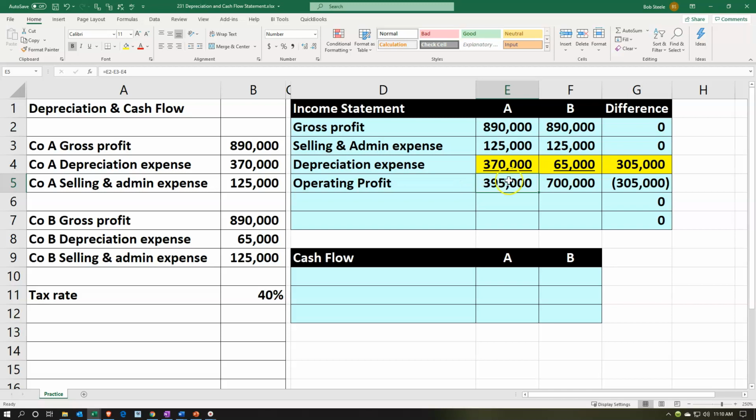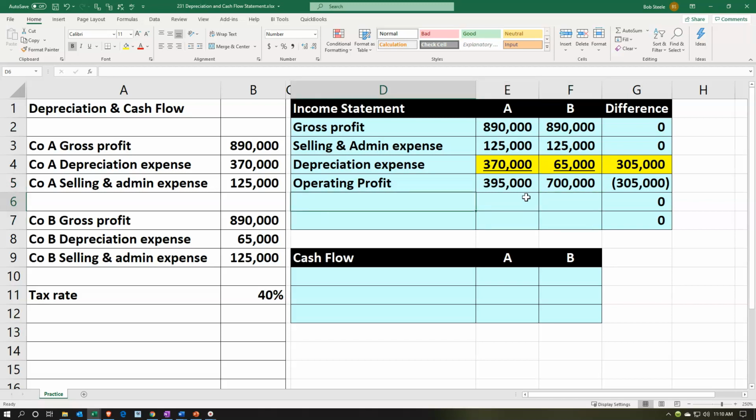So that's the difference between these two, we'll call them companies, or these two scenarios: there's a lot more depreciation expense in A, meaning they must have a lot more buildings and whatnot, or newer stuff and equipment, depreciable assets, larger depreciation. B has less. So even though their gross income and their selling and admin is the same, the operating profit for A is a lot less, and for B, it's going to be a lot more due to that depreciation expense, which doesn't involve cash.